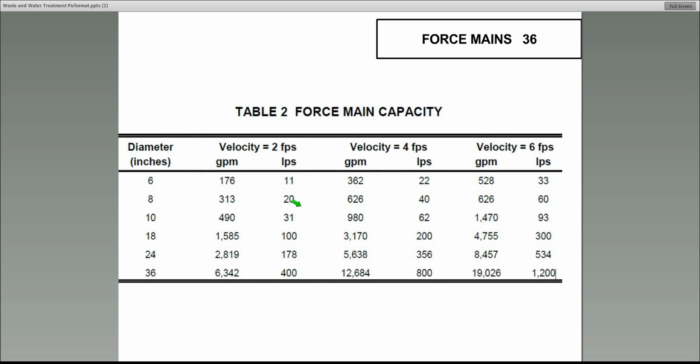Okay, here's another force main table where remember that for force mains for water, the velocity has to be a minimum of 2 feet per second. But let's say your velocity is not 2 feet per second. Let's say it's 4 feet or 6 feet per second. Well, an 8-inch line here would be able to carry, at 2 feet per second, 313 gallons per minute, at 4 feet, 626, and then at 6 feet, 626. You can see that even though the velocity increases, an 8-inch line doesn't carry over 626.